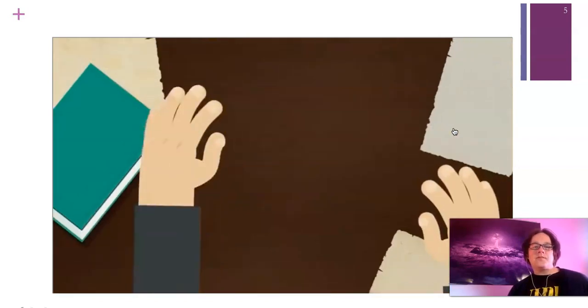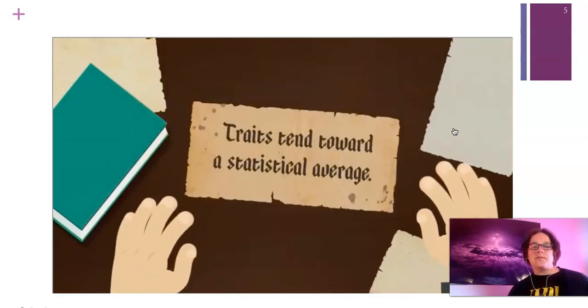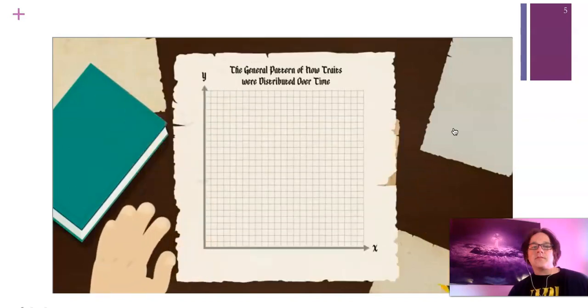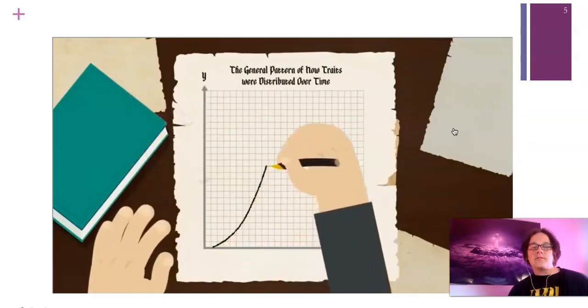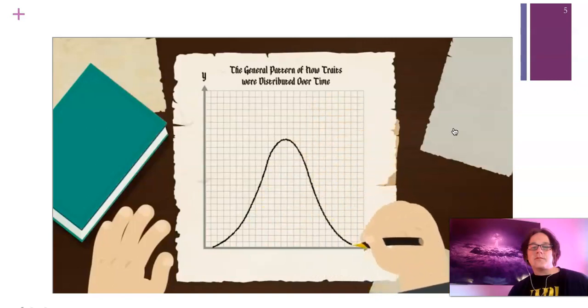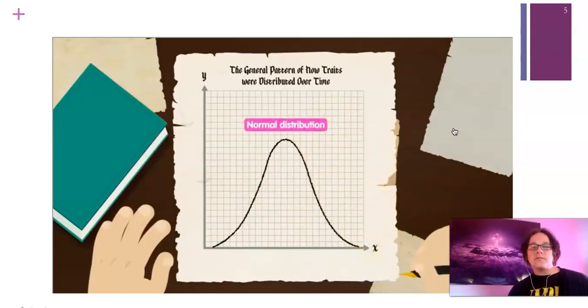Galton's work with peas led him to conclude that traits tend toward a statistical average. Galton couldn't figure out why, but he could use statistics to model the general pattern of how traits were distributed over time, in this case, in a normal distribution, a bell curve.